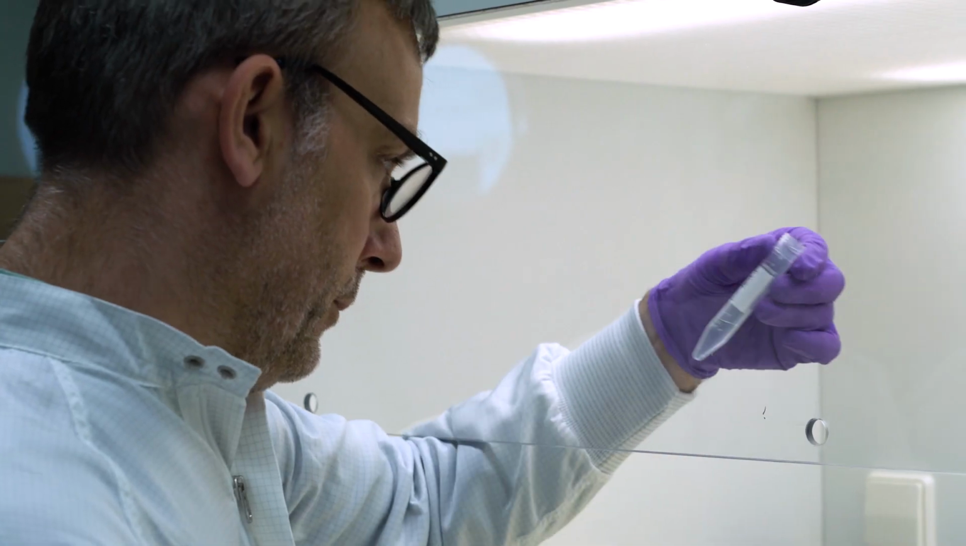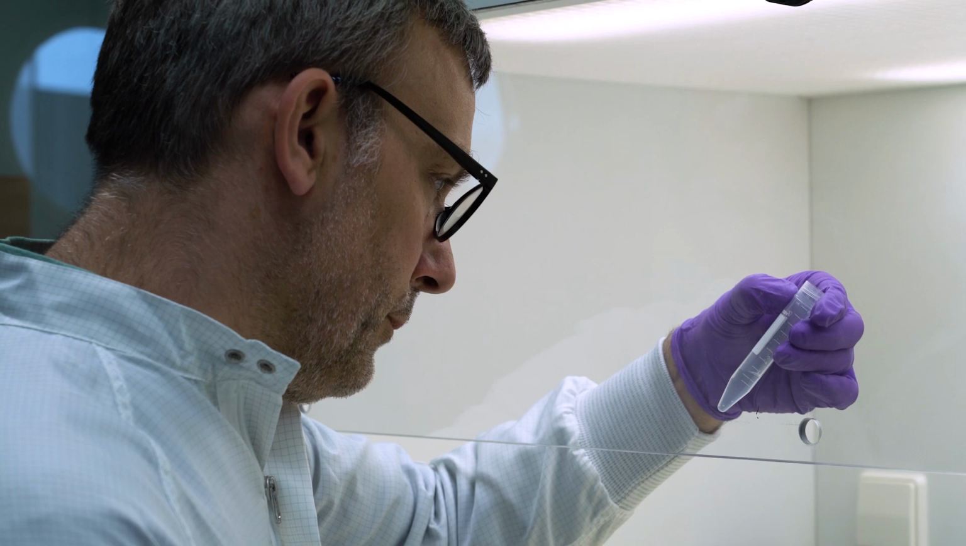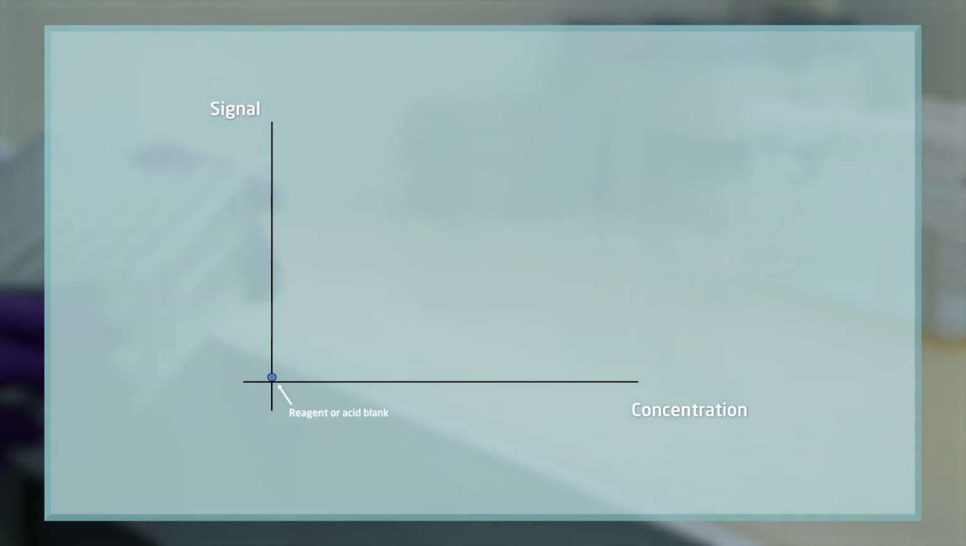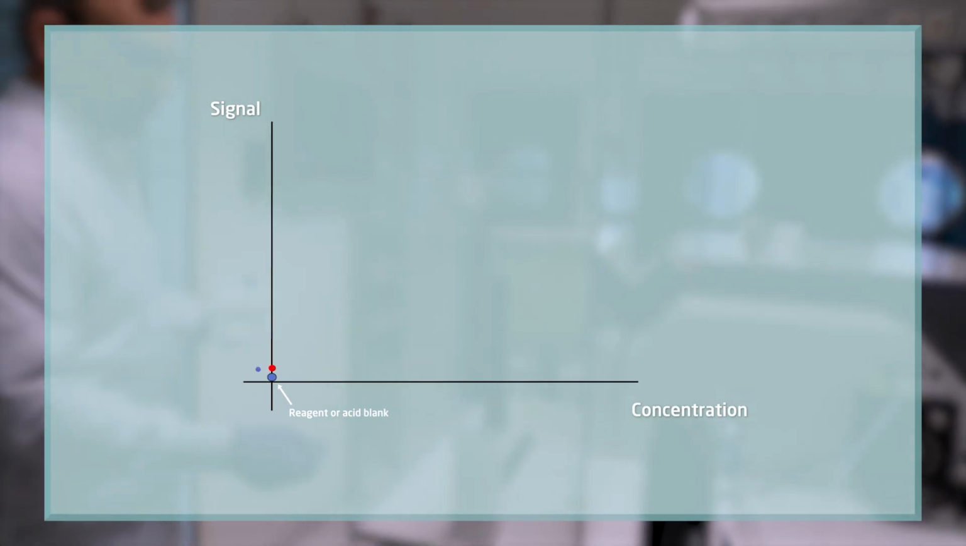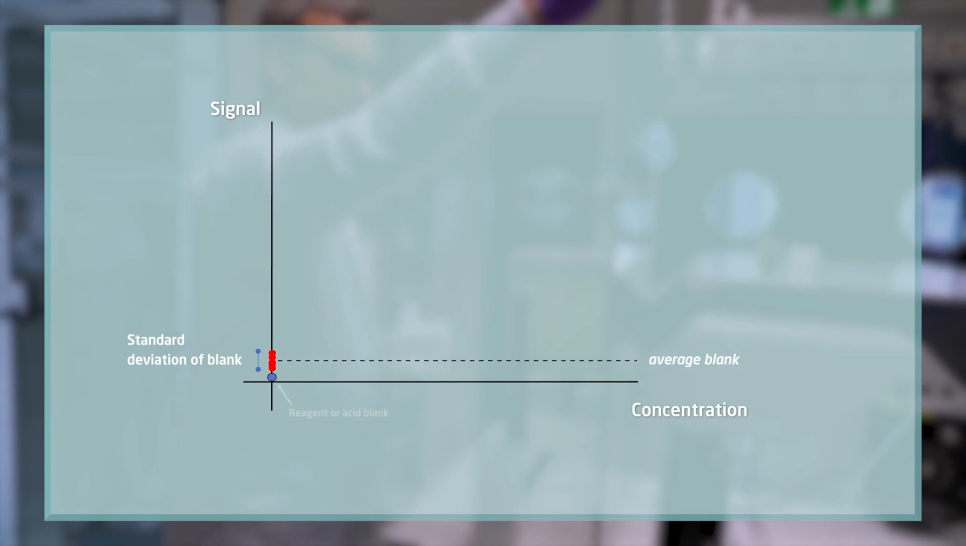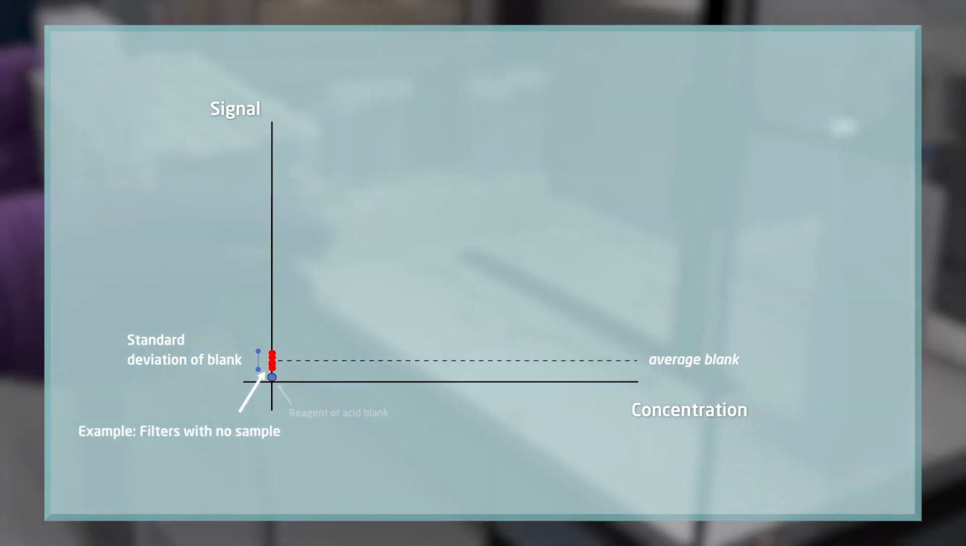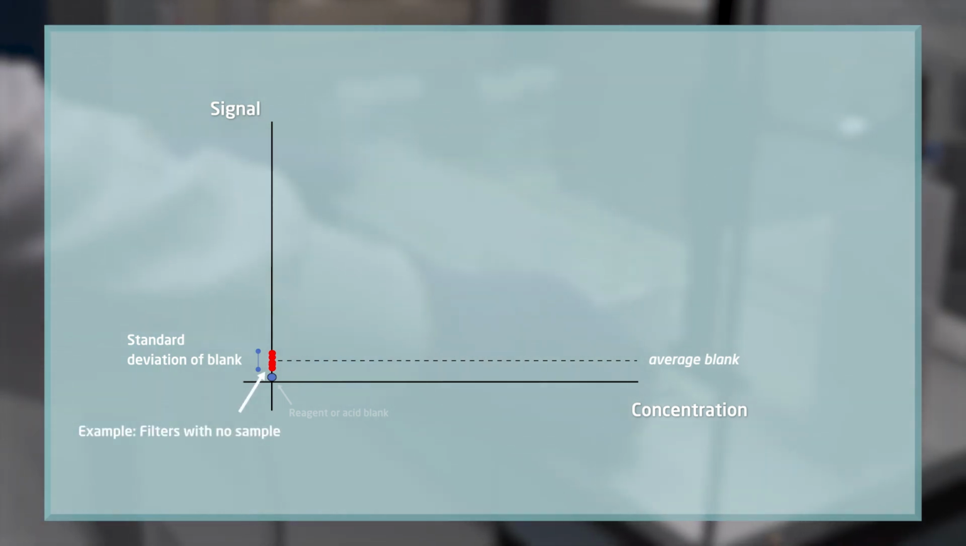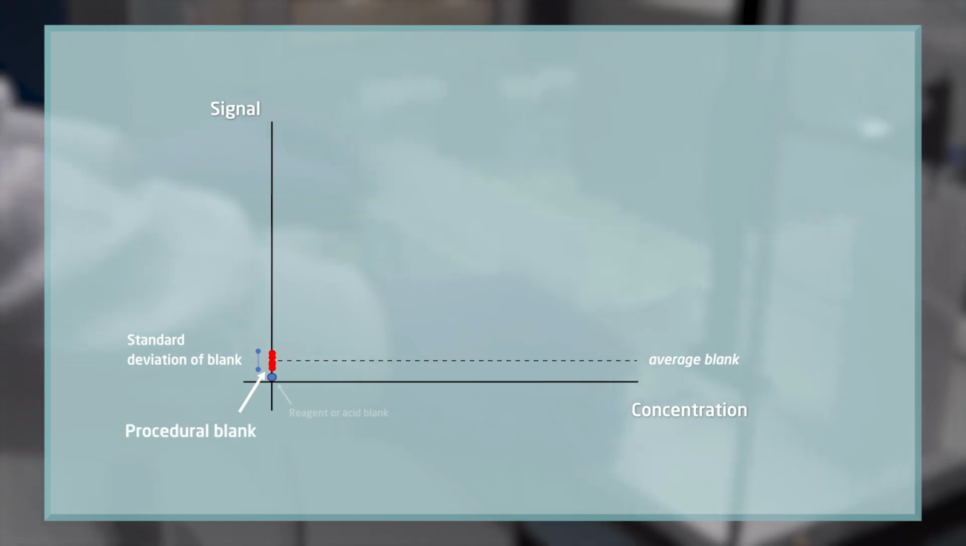To ensure the accuracy of your measurements, measure the signal that you obtain in the absence of the sample material, but in otherwise similar conditions. This means that if you analyze particles from filters, you must process several filters that contain no sample, exactly as you process your samples. This is called a procedural blank.